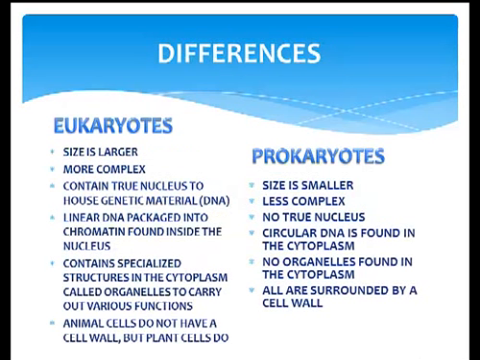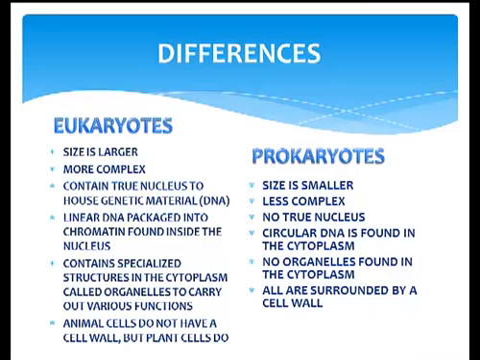Next, let's talk about the differences between eukaryotic and prokaryotic cells. Eukaryotic cells are larger, more complex, and contain a true nucleus to house genetic material. They have linear DNA packaged into chromosomes found inside the nucleus. They contain specialized structures in the cytoplasm called organelles to carry out various functions. Animal cells do not have a cell wall, but plant cells do.